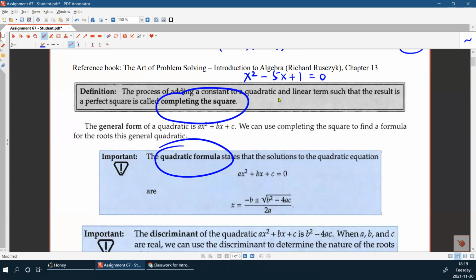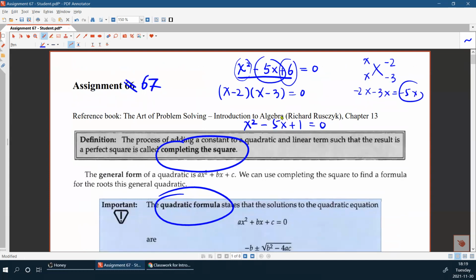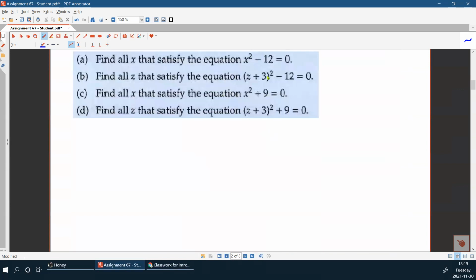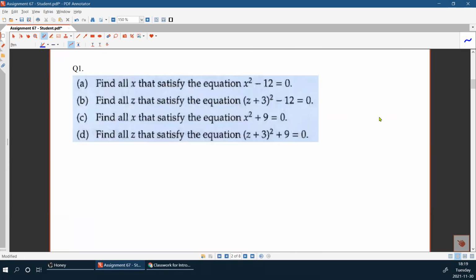If you are not familiar with this, just try your best to complete as many questions here as possible. I'll give you the solutions starting from next week. I'll spend several weeks on this chapter. For example, I'll show you the first one.